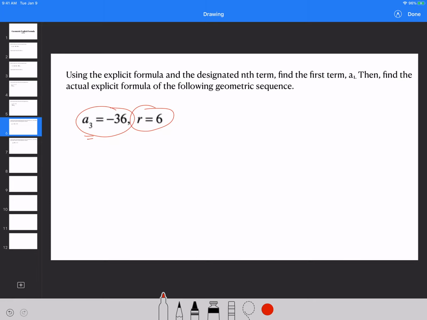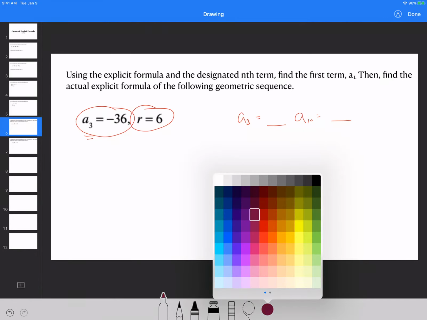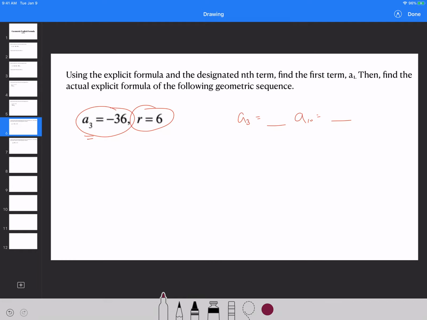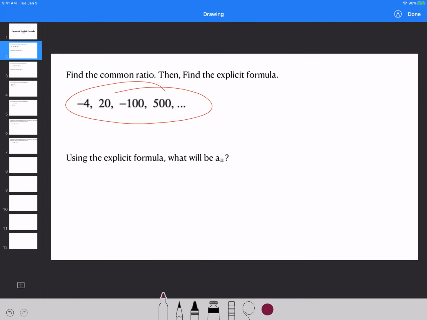Later on you'll be given the third term and the 10th term, like these two, and I'm going to ask you to solve for the explicit formula and then find the designated term. Those will be the last case scenario, but for now, I'm going to give you a question related to these. Let's start from the very beginning: to find the common ratio and then find the explicit formula.